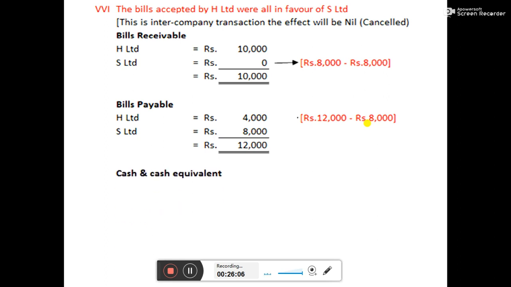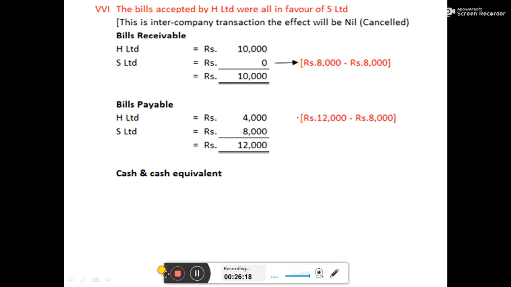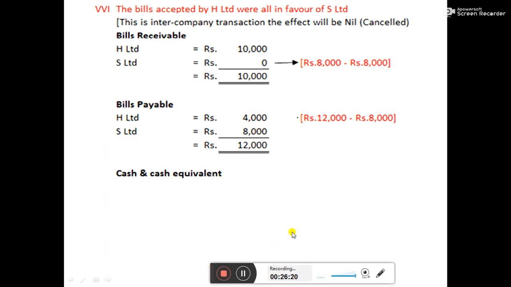So last is cash and cash equivalents. Before this, if we see carefully, 8,000 is deducted here and 8,000 is deducted here. So both the effects are nullified. Now moving on to the next, cash and cash equivalents. H Limited is 11,000, S Limited is 30,000, total is 41,000. That will come in notes to accounts and then the balance sheet.